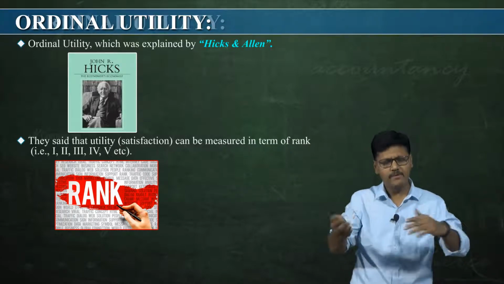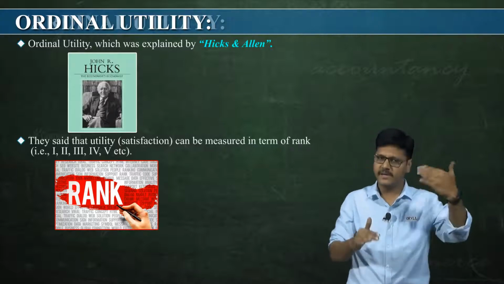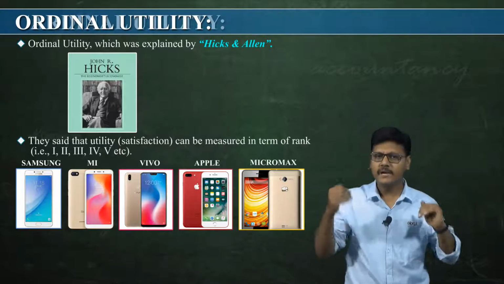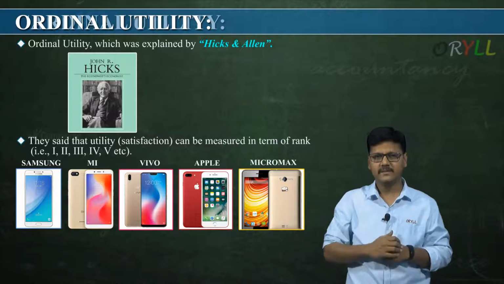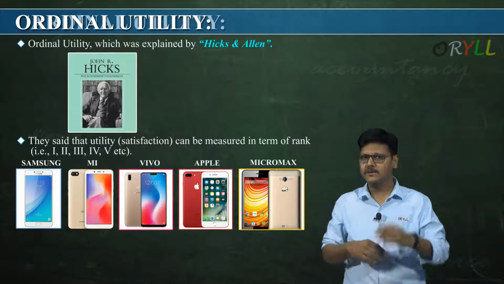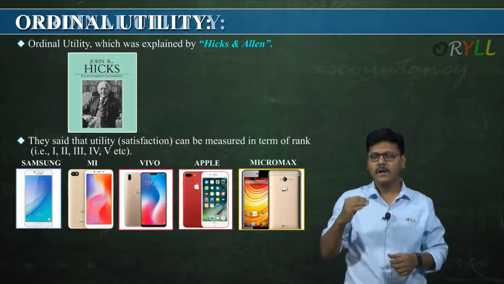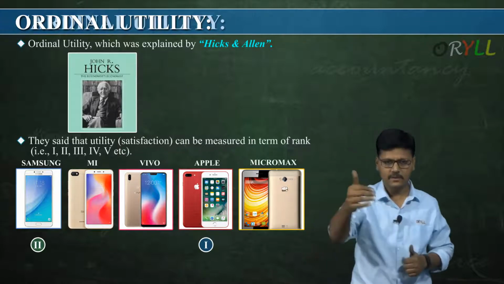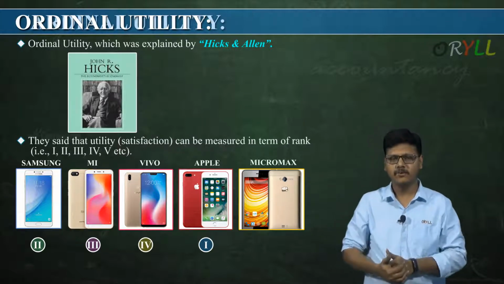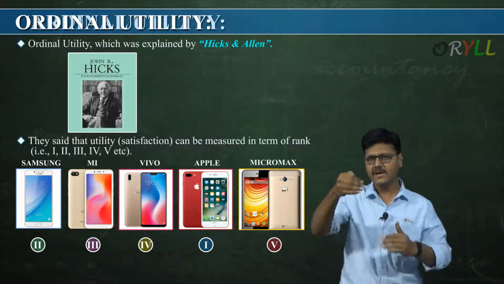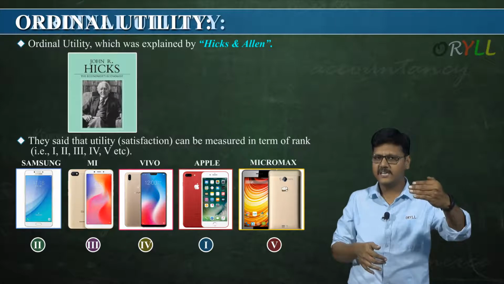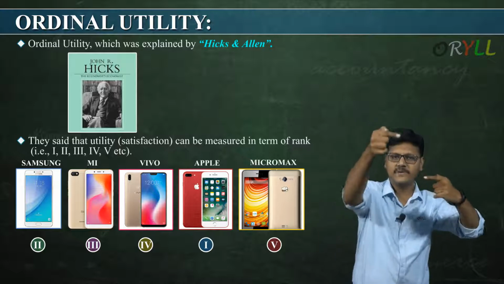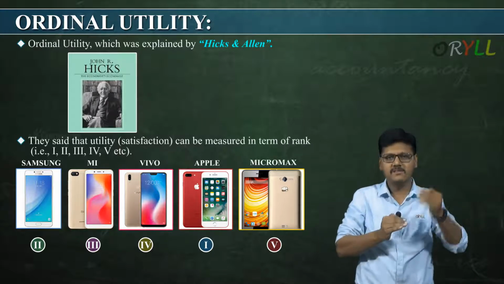So now again we are going to take the same 5 names which we have taken in the earlier example: Samsung, MI, Vivo, Apple, Micromax. Here we are giving ranks, that is, you have used all these phones and you are asked to give rank to them. Apple first rank, Samsung second rank, MI third rank, Vivo fourth rank, Micromax fifth rank. It means that according to your satisfaction level, you have expressed your satisfaction through ranks. Which has the highest satisfaction, you have given first rank. Which has the second highest, you have given second rank.